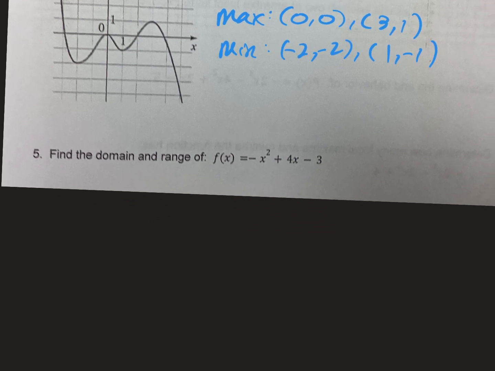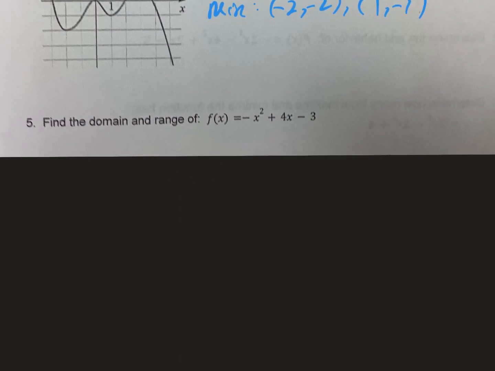Number 5, find domain and range. This is what we just did. Okay, so some of these problems kind of repeat themselves. So if you know what you're doing, it should be in good shape. I need the vertex though. So I'm going to do the negative b over 2a again.